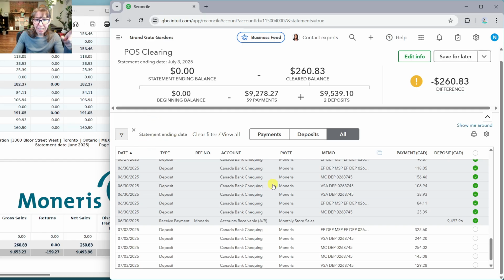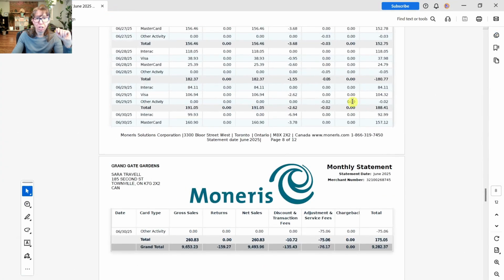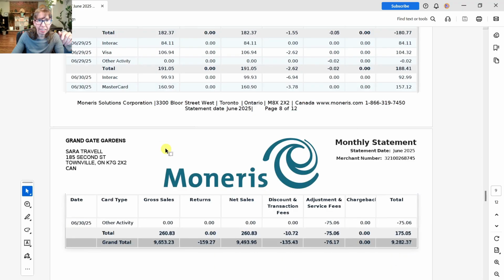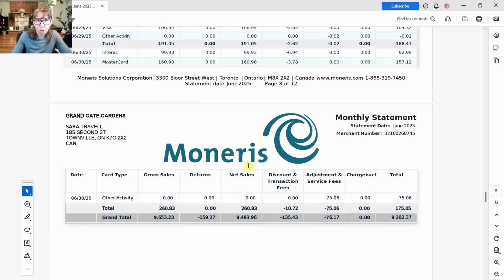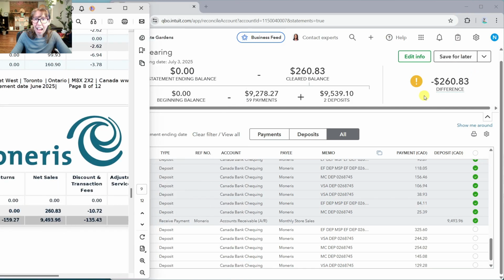So if that's the case, now can we figure out how much of this debit and Visa and MasterCard on July 2nd is related to the June 30th payments? And take a look, and theoretically, it would be this Interact portion and this MasterCard portion that is included in the July 2nd deposit. And it sums it up for us here. It says that the total activity for net sales for June 30th is $260.83. You might have seen that already. That is exactly how much we are out.